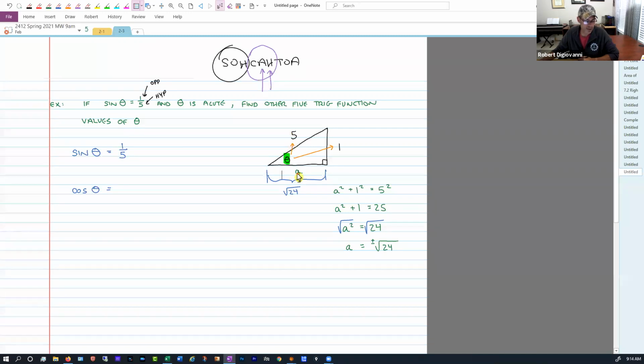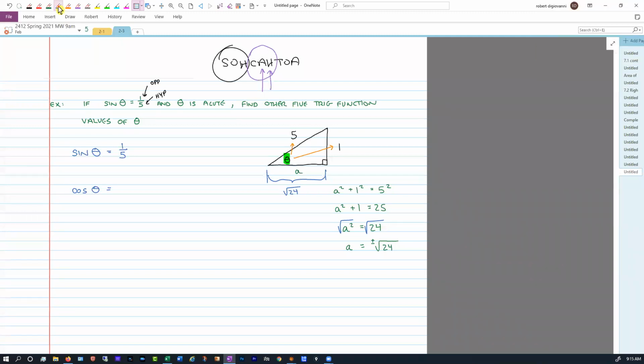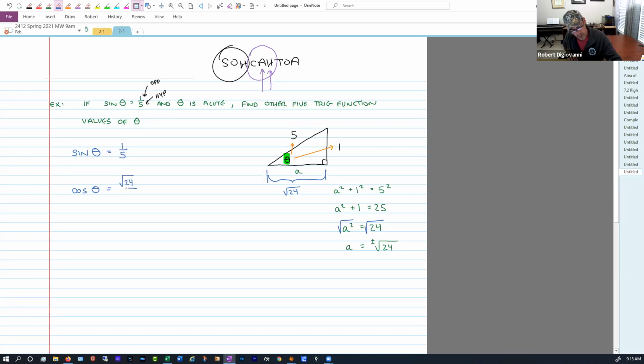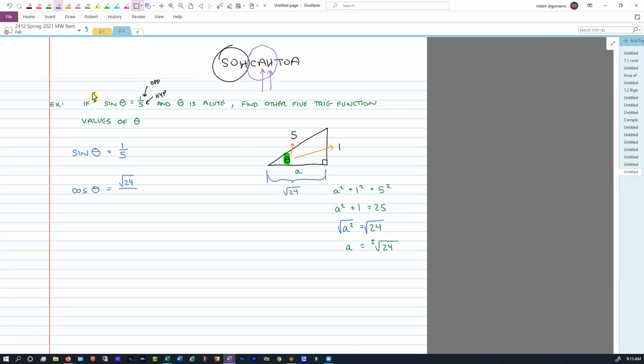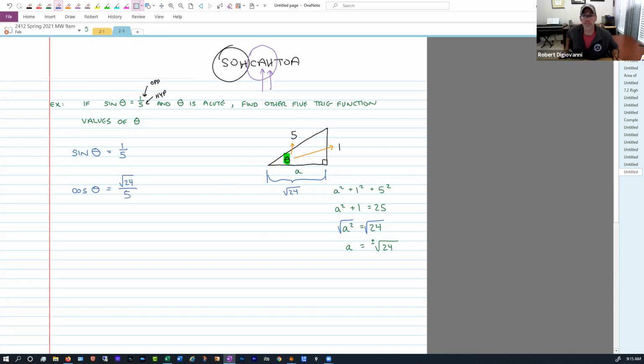So what's that for us? Square root of 24. Okay, square root of 24 over the hypotenuse, which is the longest side of the triangle, right? Which is 5. Okay, good. So there we go.